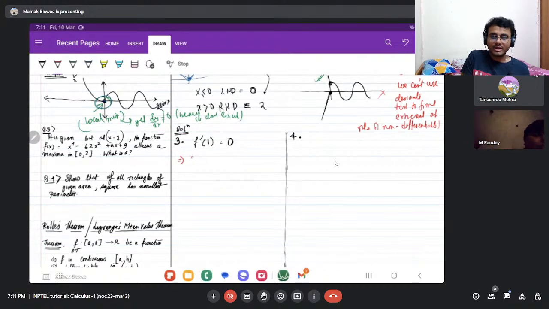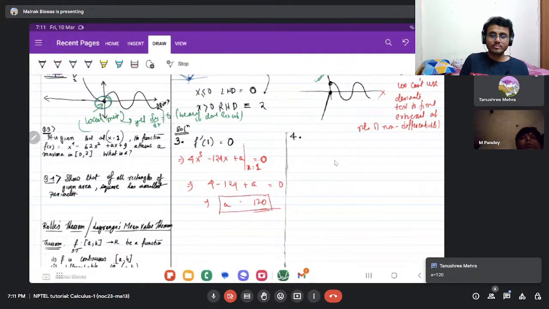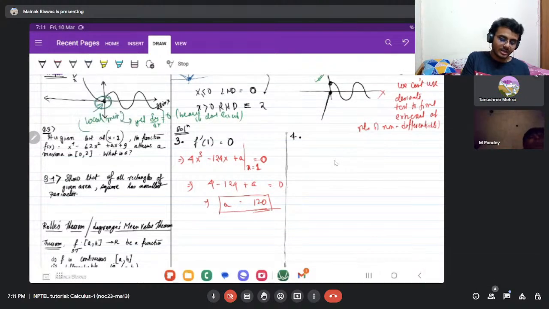So you will have f dash x is 4x cube minus 124x plus a is equal to 0 at x equal to 1. So you will have 4 minus 120 plus a is equal to 0. What is a? A is equal to 120, right? Correct. So a is equal to 120 because you just set the derivative to 0 because f is differentiable.